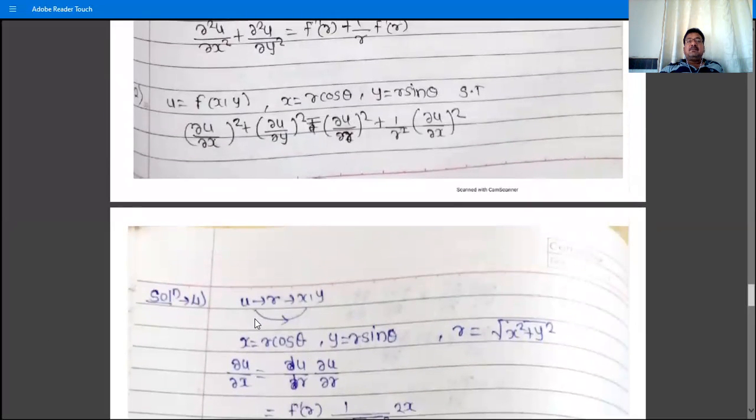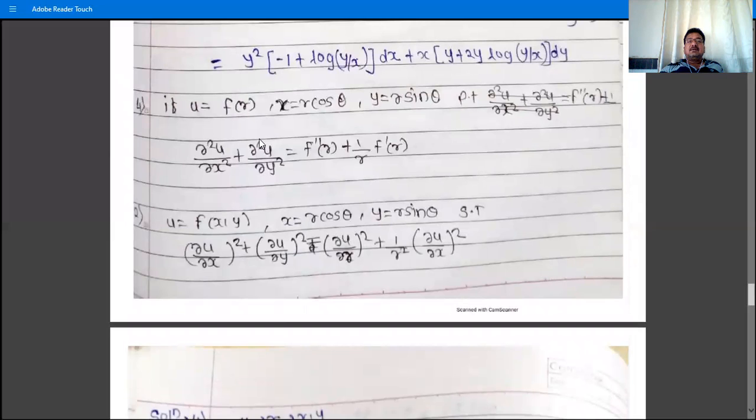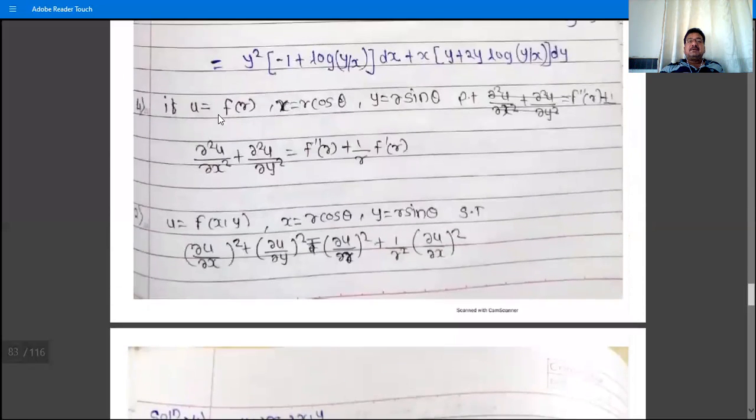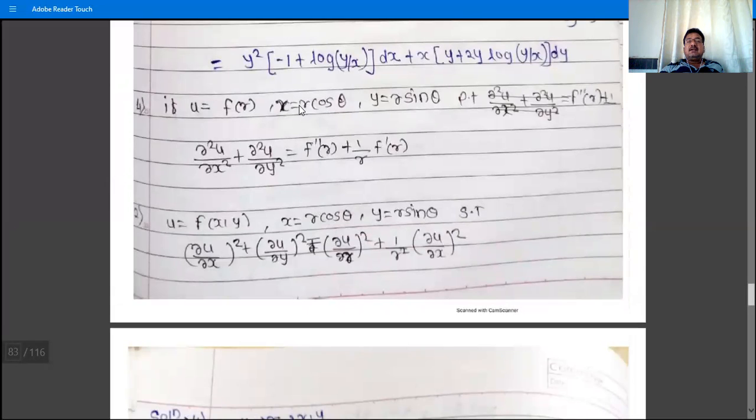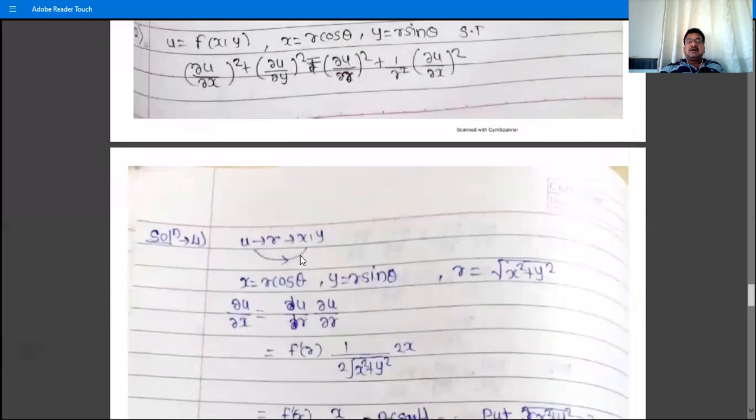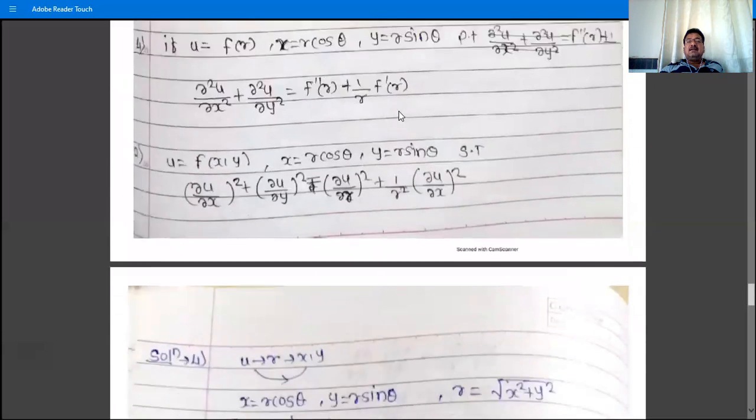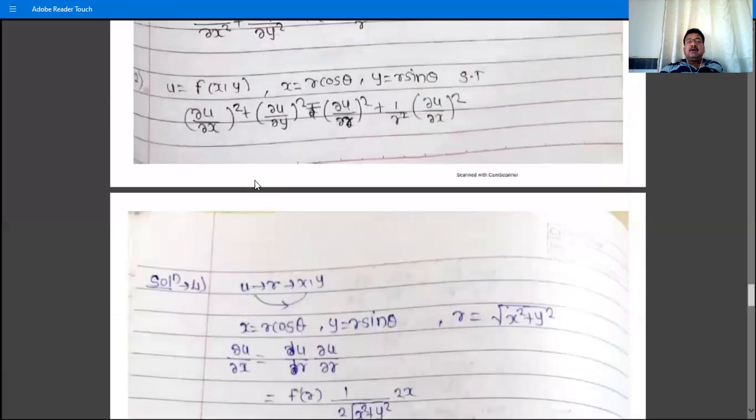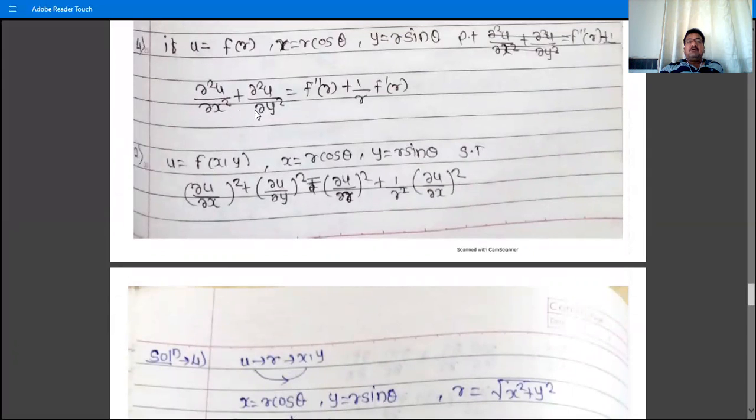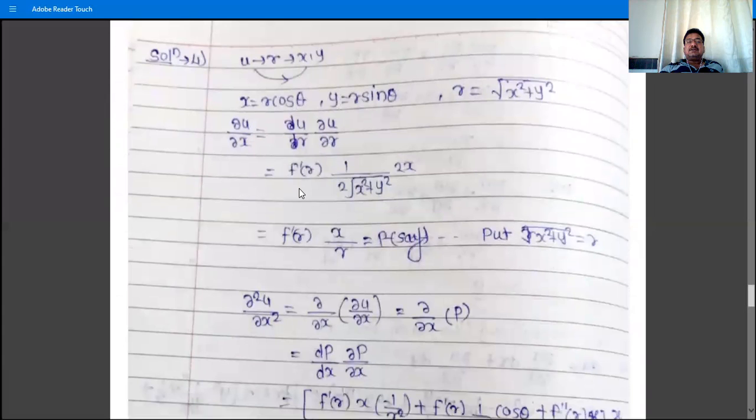So u is a function of r. The answer is here: u is a function of r, and r is a function of x and y. This is another problem. And x is a function of r and theta. r is a function of x and y. u is a function of r, and r is this root x square plus y square, that is, r is a function of x and y. And therefore by chain rule we find ∂u/∂x, ∂u/∂y, and then find their second order derivatives. First, ∂u/∂x is what? ∂u/∂r times ∂r/∂x.